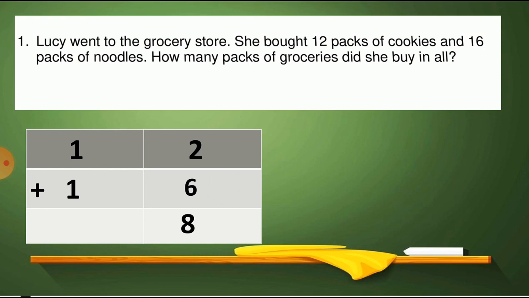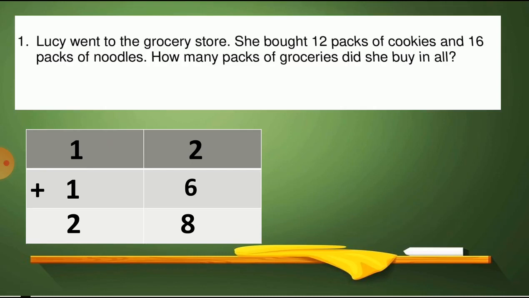Now, let's move to the tens column, students, which is 1 plus 1. Now, here 1 plus 1 is equal to 2. So, I have to write down number 2 under the tens column. So, here we get the answer. The final answer is 28.